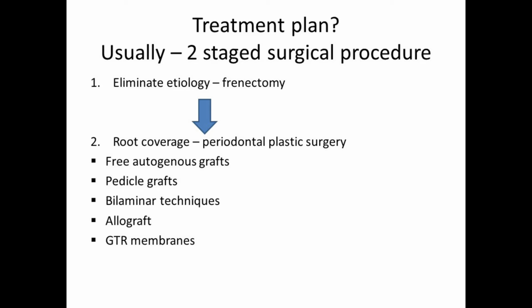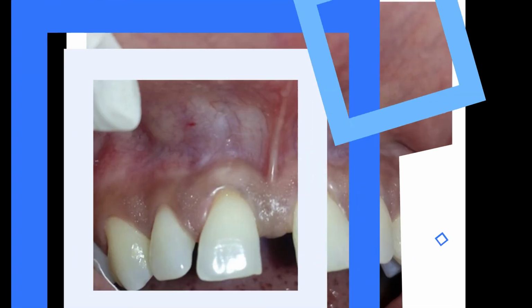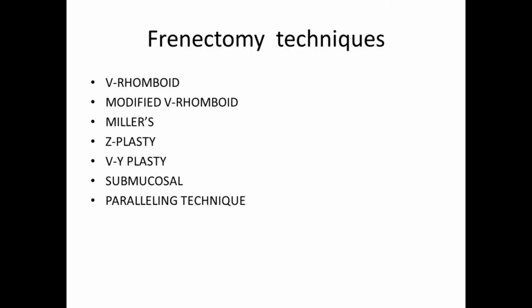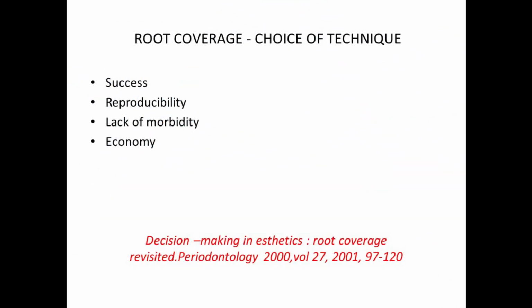But I'm not going to do it that way. I'm going to use an innovative technique for this. This is the preoperative view. Here we are going to do a frenectomy and use that frenectomy tissue as a graft for the root coverage procedure. So as we all know, the frenectomy has many techniques as mentioned. Coming to the choice of root coverage technique, this decision has to be made based on the success, reproducibility, lack of morbidity, and the economy involved.